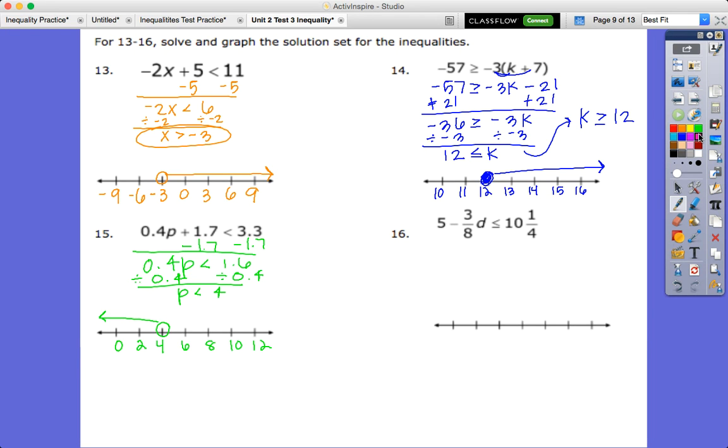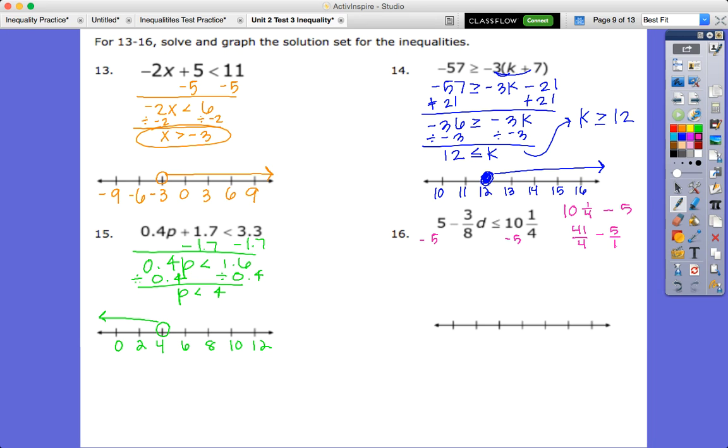All right, we've got a fraction here. So the first thing I'm going to do is subtract 5 from both sides. So I've got 10 and 1/4 minus 5. So I'm going to make this an improper fraction. 4 times 10 is 40 plus 1 is 41 over 4 minus 5 over 1.